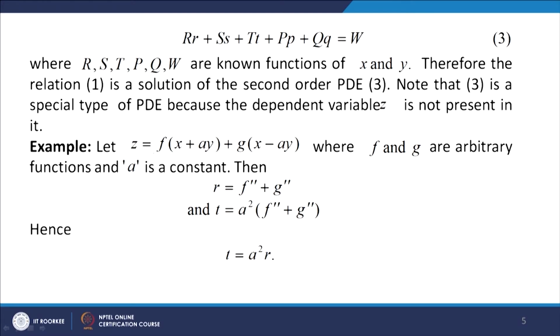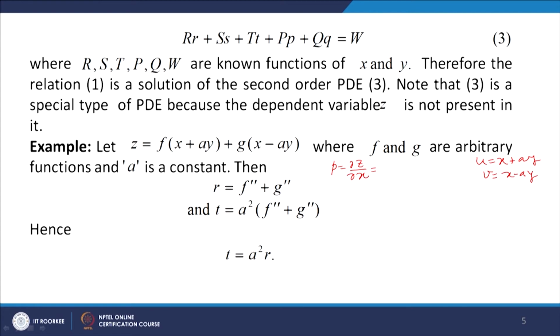Suppose we have this relation z equal to f of x plus a y plus g of x minus a y, where f and g are arbitrary functions and a is some given constant. Then let us try to find a second order partial differential equation from here. We shall get a second order partial differential equation when we eliminate the arbitrary functions f and g. So, let us differentiate this equation with respect to x. Let me take u equal to x plus a y and v equal to x minus a y.